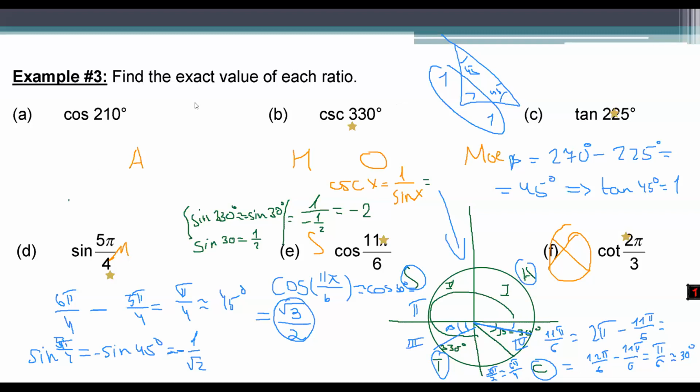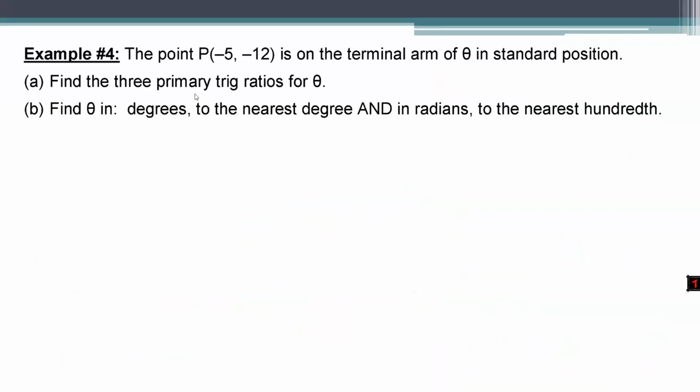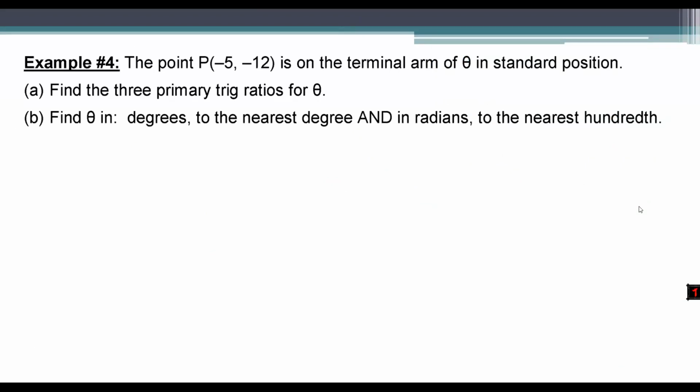Moving on to final slide. Please, I want you to take a look at this problem, and the first one of you who can figure it out and explain his solution properly would get an additional mark. Example 4. I'm going to help you with the sketching, the drawing. So the point P, -5 and -12, is on the terminal arm of theta in standard position.